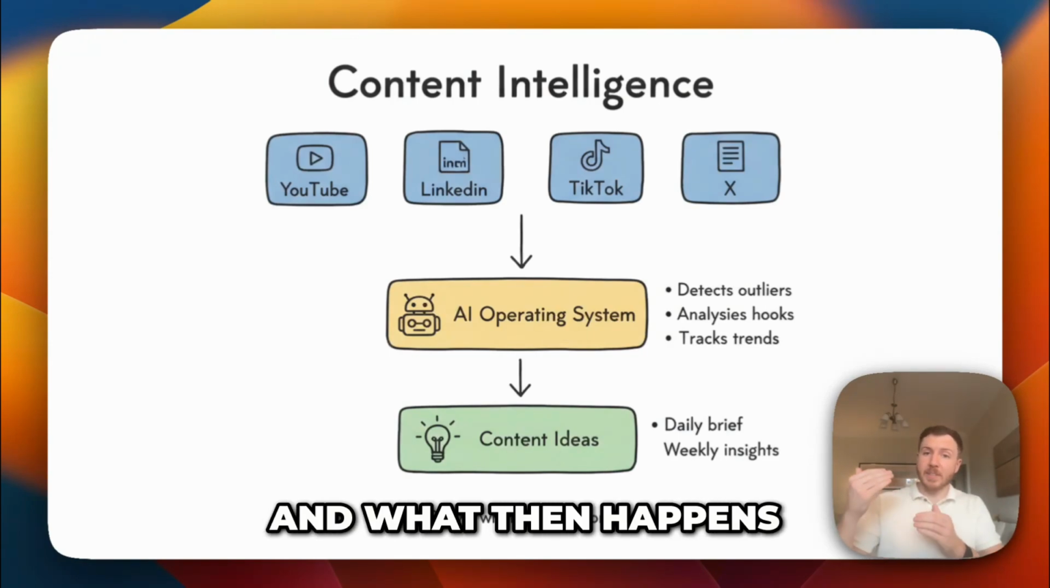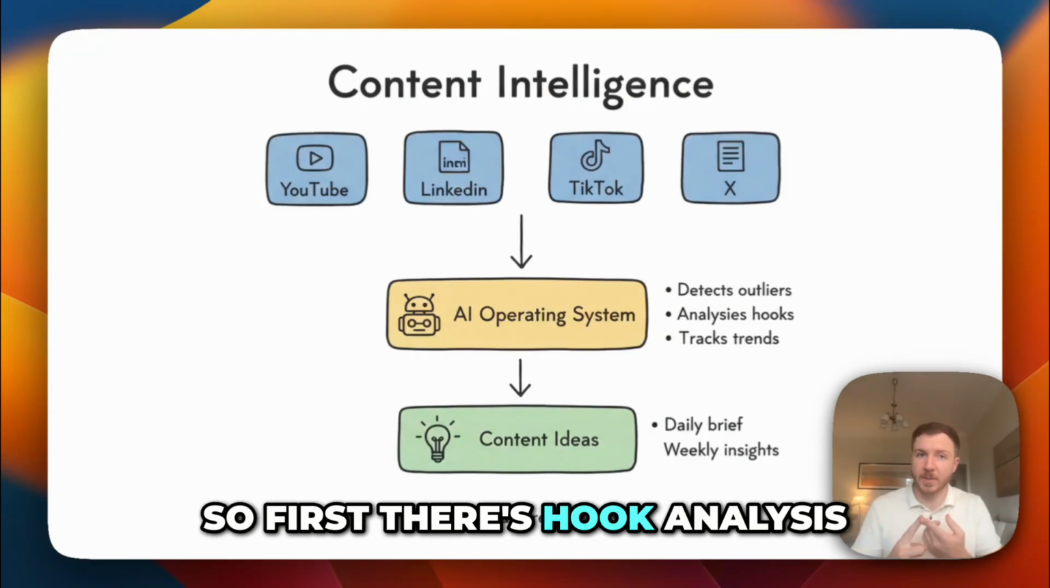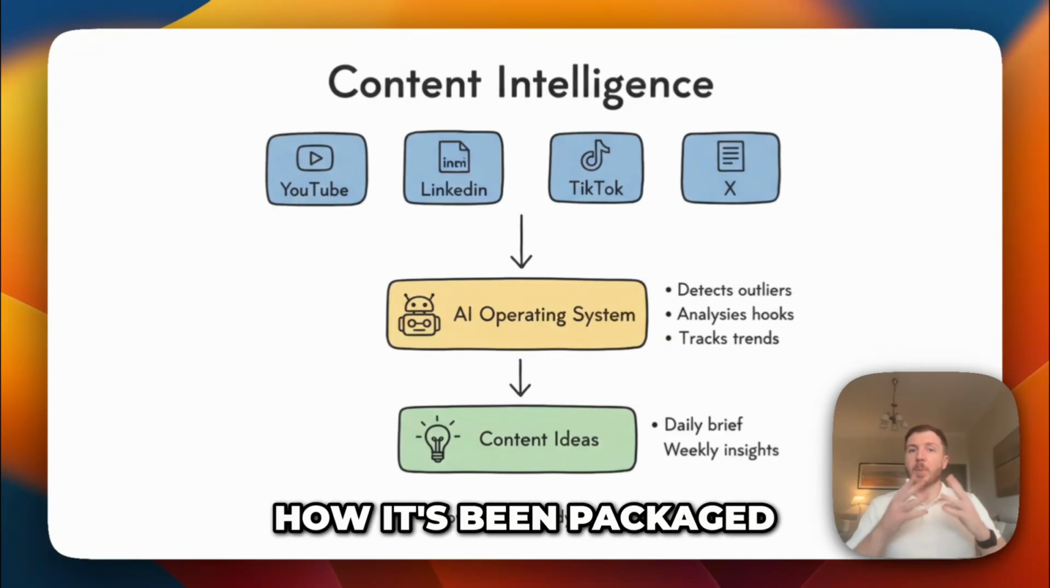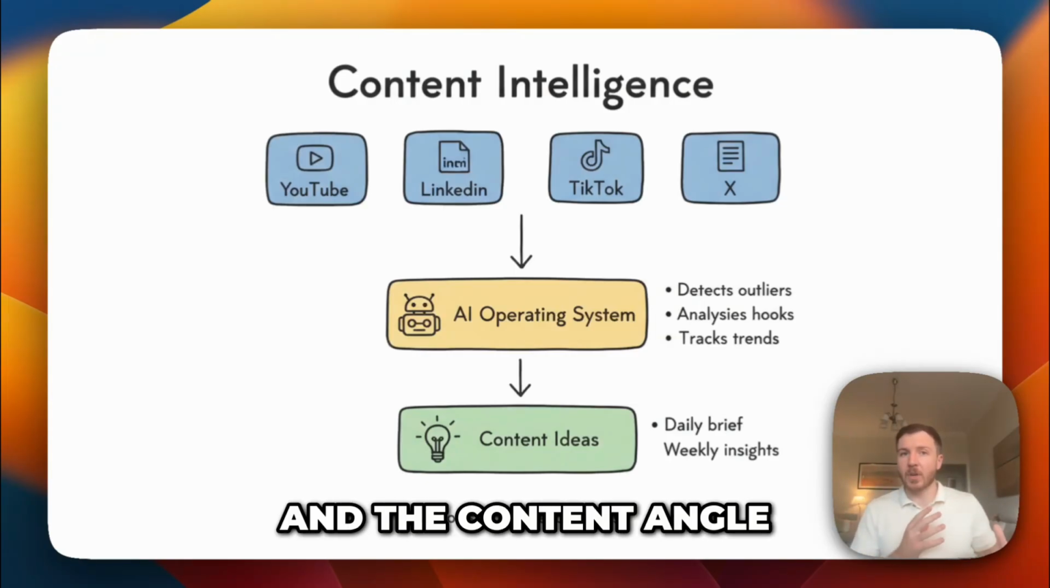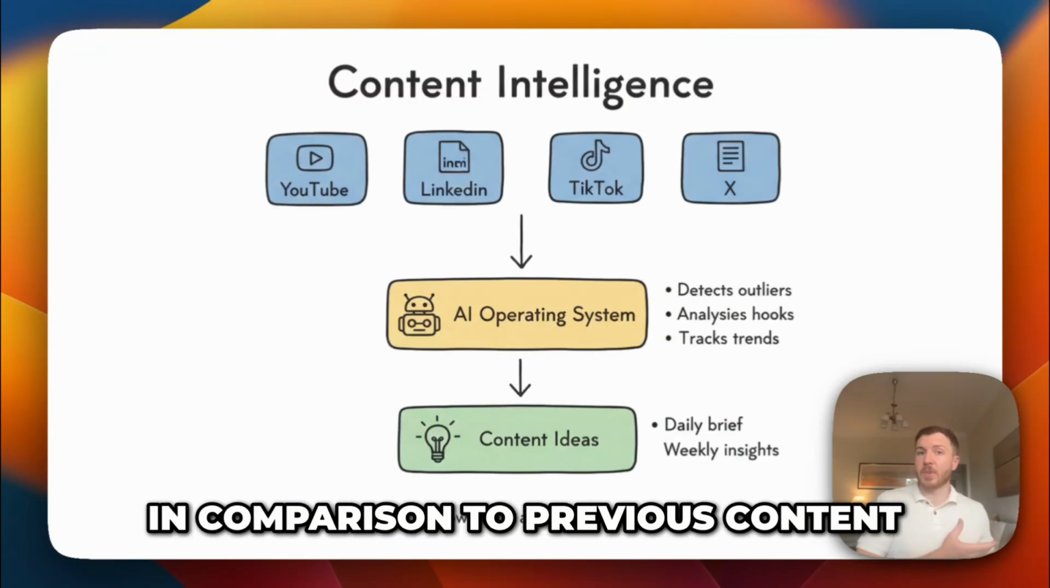And what then happens is it runs it through an analysis pipeline. So first is hook analysis. For each of these outliers, the system will analyze the hook, the opening, how it's been packaged, and the content angle to understand why that performed so well in comparison to previous content.